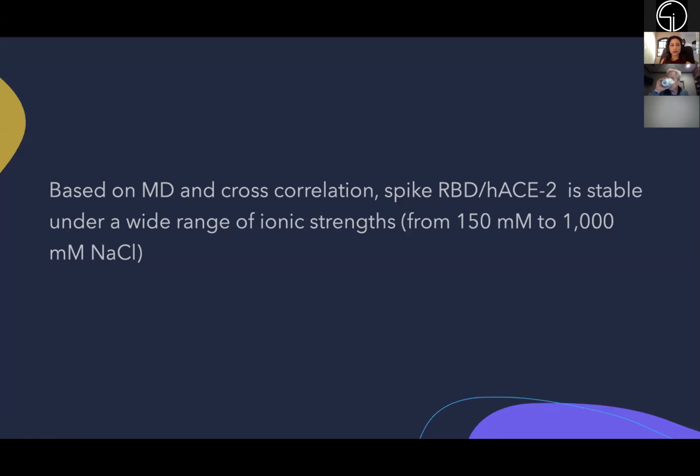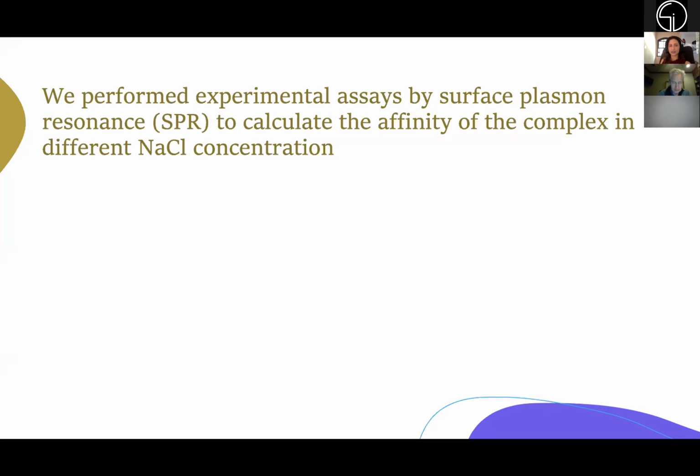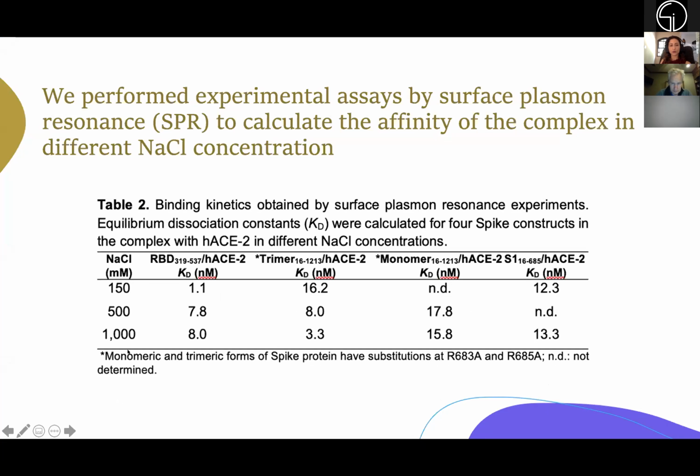Based on molecular dynamics and cross-correlation, the spike RBD and human ACE2 complex is stable in a wide range of ionic strength. But is it also happening in an experimental assay? What I have shown is by computational assay, but this is also happening experimentally. So we performed surface plasmon resonance from 150 millimolar to 1000 millimolar, and what we observed is the same. The complex did not disrupt in this range of salt concentration.